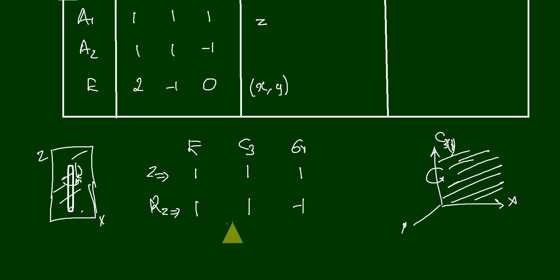So Rz corresponds to 1, 1, -1. What is 1, 1, -1? That is the A2 species, right? So we have to write Rz here. This is the A2 species.